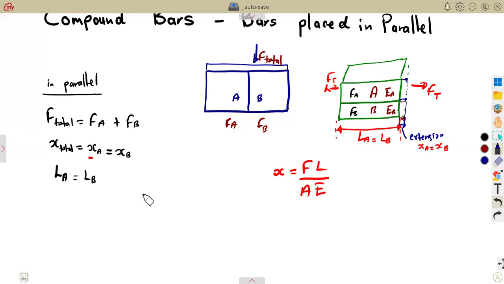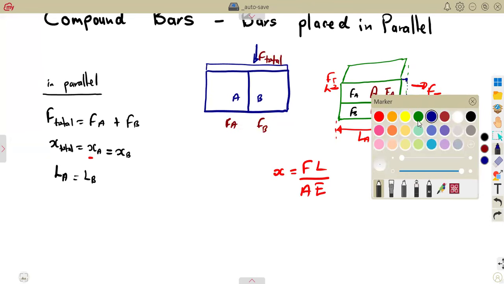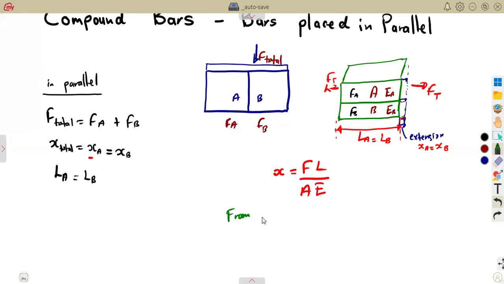So if we are saying these two are the same, let's work with the change in length. Let's work from there, from the change in length.